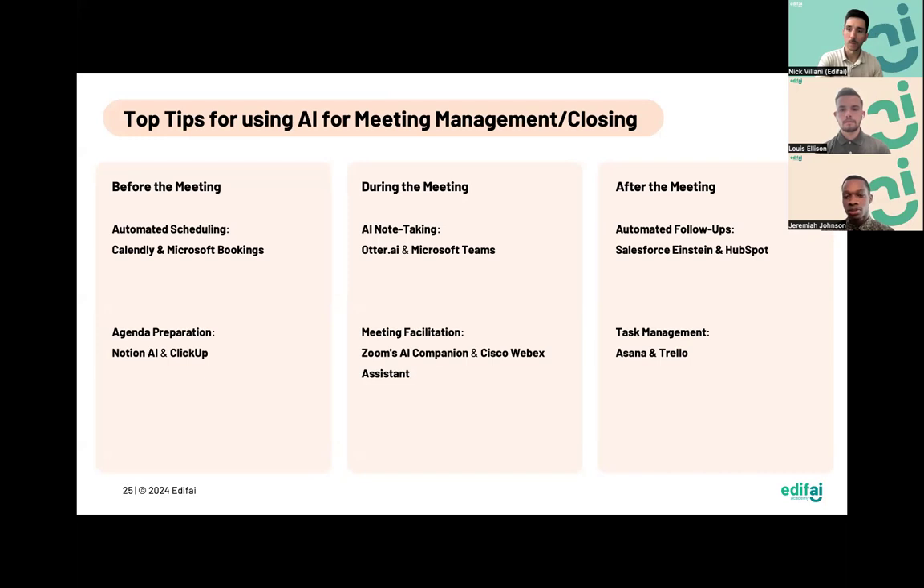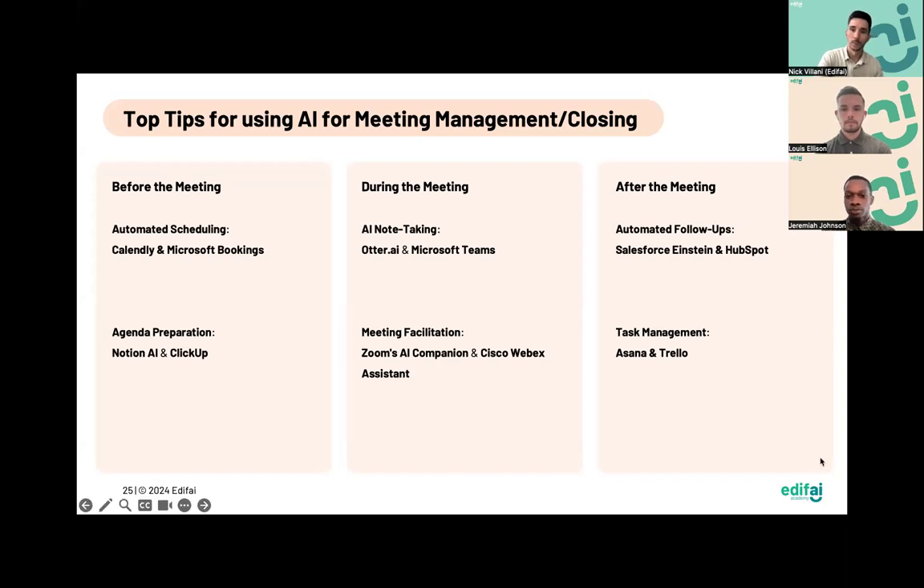Otter and Microsoft Teams have built-in AIs that can actually analyze an entire transcript and then represent information to the person doing the sales call and provide them with some useful insights that they can use when it comes to closing. And of course, when it comes to facilitation, Zoom's AI Companion and Cisco's WebEx Assistant, those are very useful tools when it actually comes to extracting some more key insights and ways to actually proceed from there.